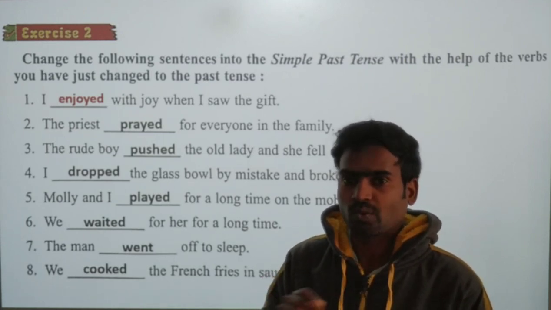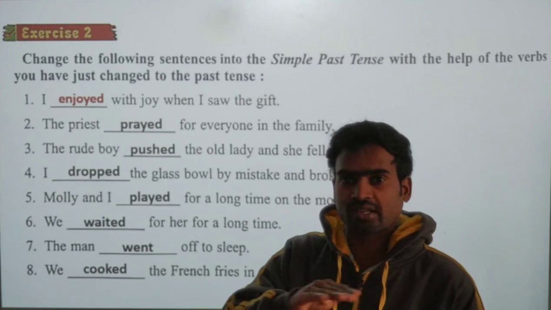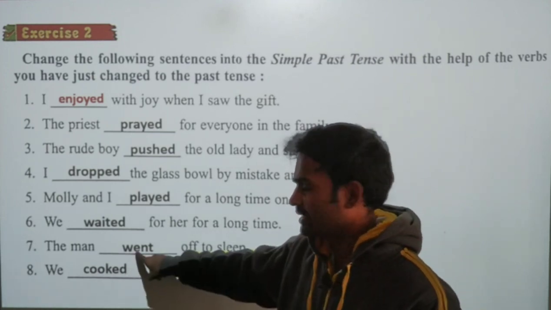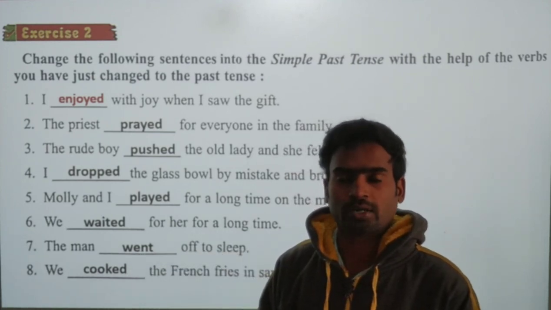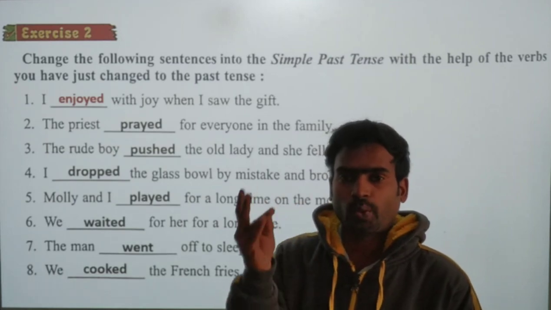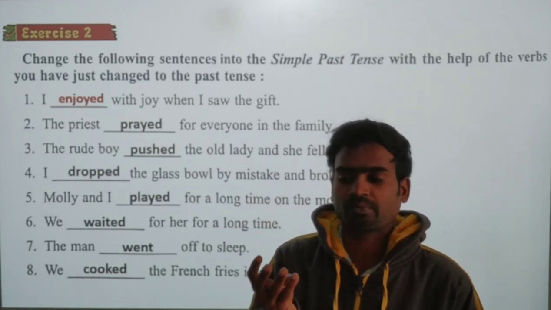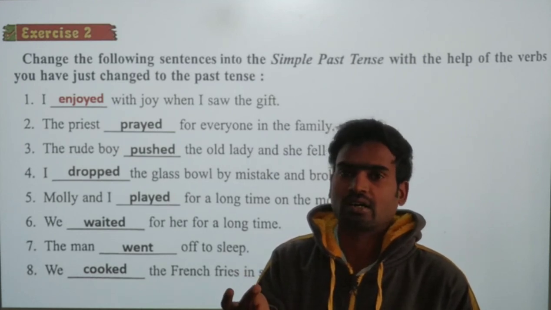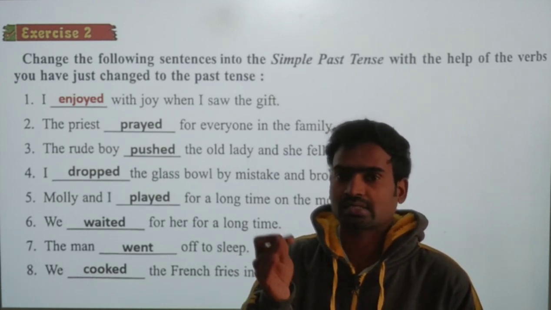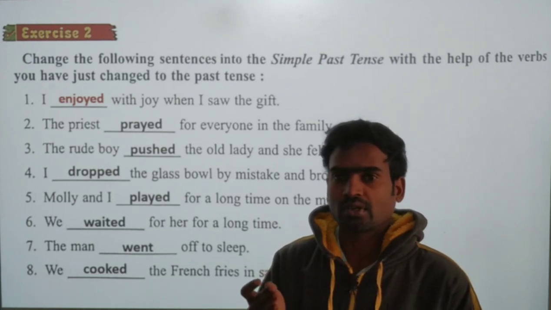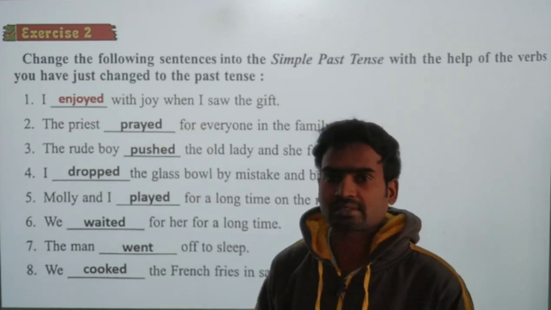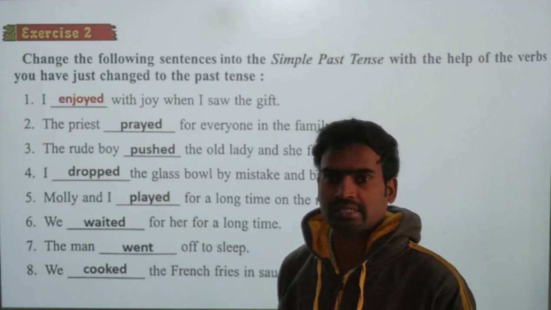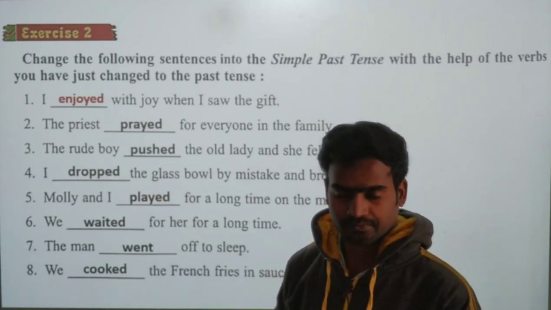Irregular verbs will not be ending with ed, but all 3 forms are different. Here, go, went, gone. Go is the base form, went is the past tense form, and gone is the past participle form. Since we are using simple past tense here, we use the past tense form, right?